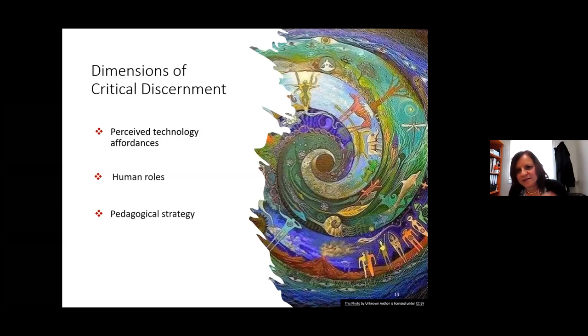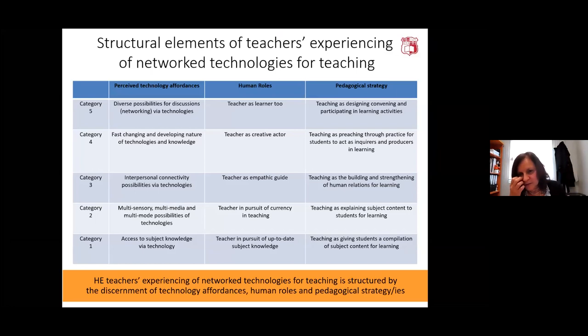So these different ways of experiencing network technologies were configured to come together by the perceived affordances of technologies, the human roles, and the pedagogical strategy which was being perceived most suitable for the teaching episode. So putting them together, I came up with this model where the perceptions of the technologies, of the roles people were playing, and the pedagogical strategy within a teaching and learning episode was changing according to the perception of that situation in time and in space and in place.